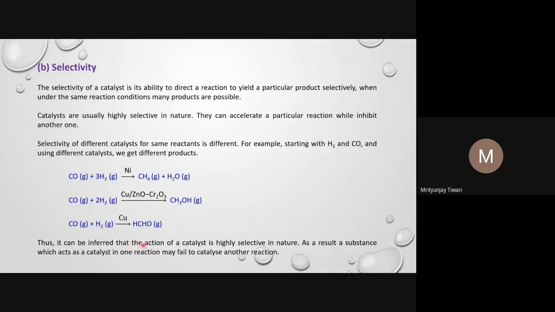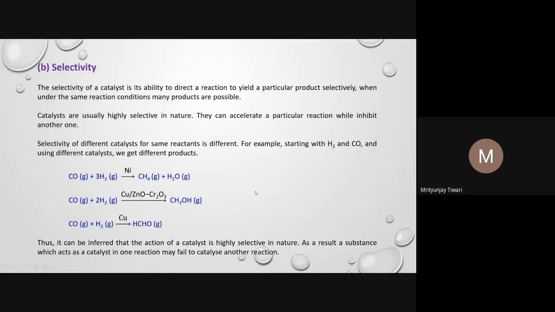So thus it can be inferred that the action of a catalyst is highly selective in nature, and this selectivity is more for the solid catalyst in comparison to the homogeneous catalyst. As a result, a substance which acts as a catalyst in one reaction may fail to catalyze another reaction. So this substance which is catalyzing this particular reaction in one particular pathway is following to give this product, but it is not catalyzing this reaction. So it does not catalyze this pathway from this product. And so this is what we have seen, the selectivity of a catalyst.